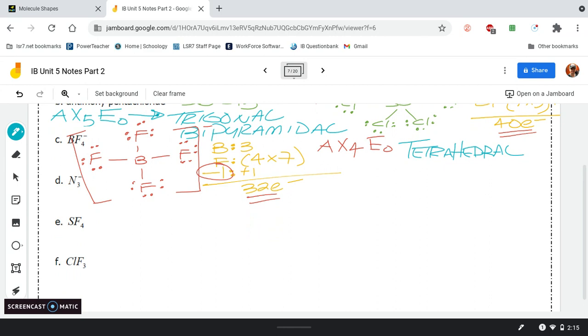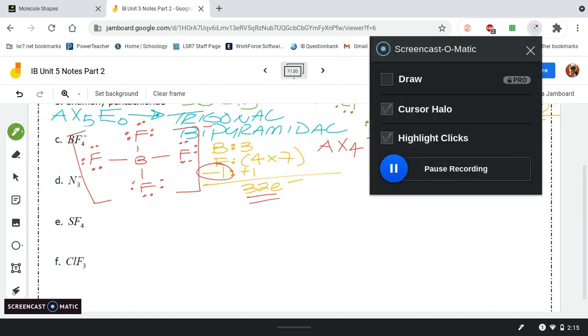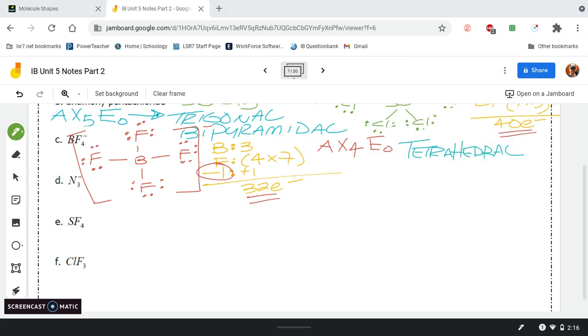N3 minus. So let's do that one over here. N has to be in the middle because that's the only thing we have. Fill them up: top, left, bottom, top and bottom, top, right, and the bottom spot. Okay, this is pretty easy for the target number, right? Because they're all nitrogen. Nitrogen gives us 5, but there's 3 of them. So that's 15.